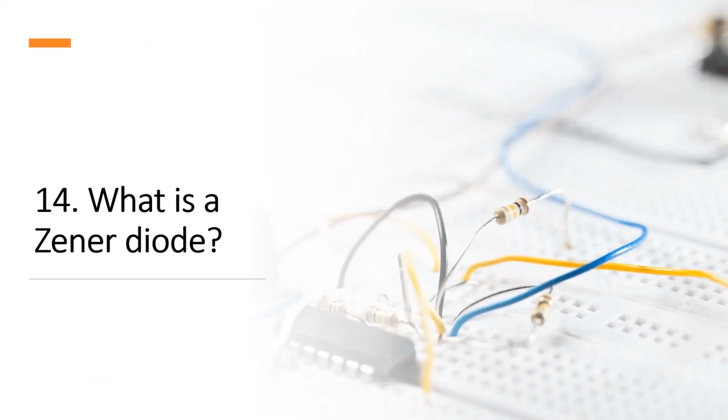What is a Zener diode? A Zener diode is a kind of semiconductor diode that permits current to flow in the reverse direction when exposed to sufficient voltage. It is also known as a voltage stabilizer, as it maintains constant voltage across its terminals.